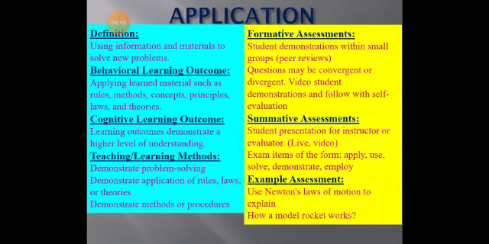This is the third level, application: using information and material to solve new problems. What is the behavioral outcome? Applying learned material such as rules, methods, concepts, principles, laws, and theories. Here, the learning outcome demonstrates a higher level of understanding. If the student is able to reach that particular stage, this is comparatively a higher level of understanding. Here we can say that the student has managed to learn and understand. Now he is able to apply whatever he learned from the previous stages.